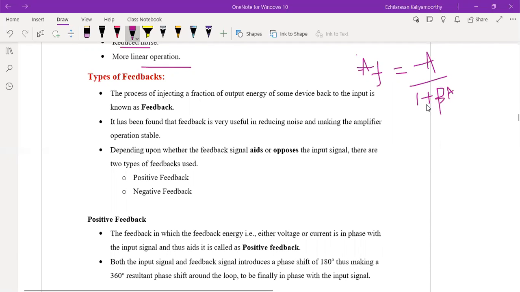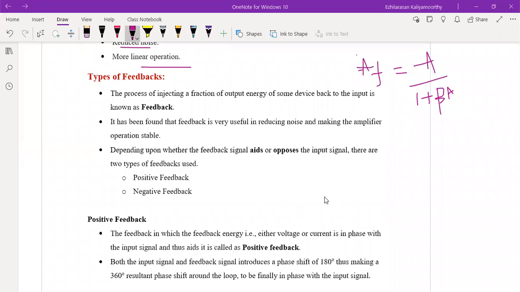This plus indicates that if you are doing a negative feedback amplifier, then we'll get it like this. If it is a positive feedback amplifier, we'll get the derivation as A by 1 minus beta A. So already we've seen this with the diagrams and all. Now let us go elaborately into the different types.